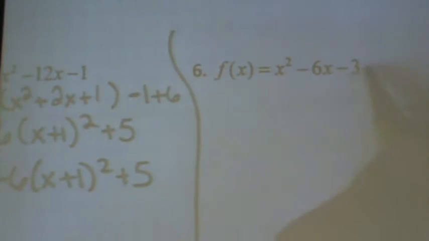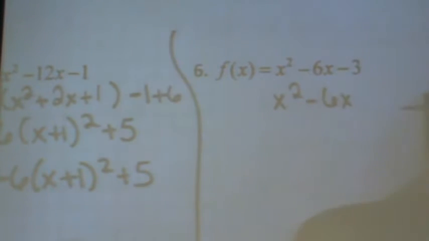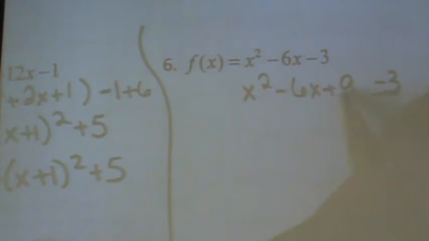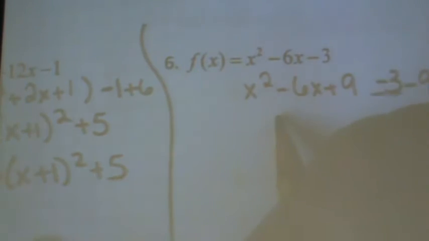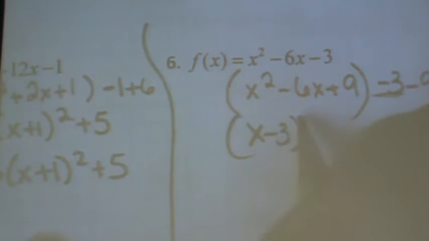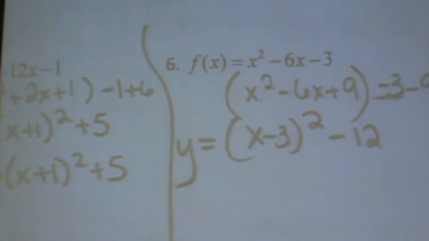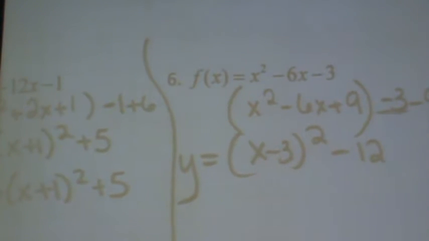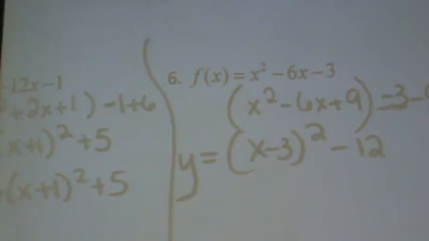And number 6, you're going to slide -3 over. Half squared is 9. You're going to add 9, but take it away. So you get x minus 3 squared and then minus 12. Axis of symmetry is x equals 3. Your vertex is 3, -12.